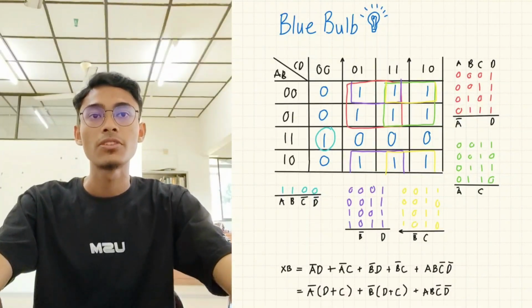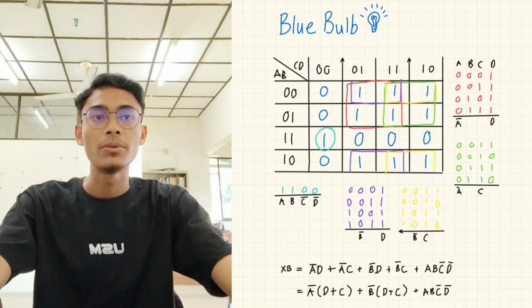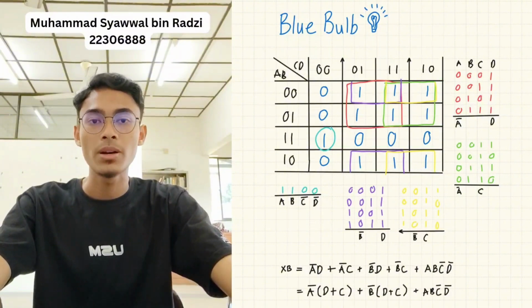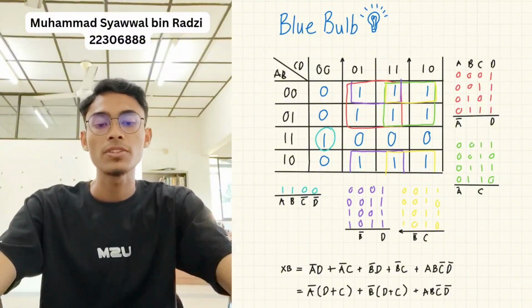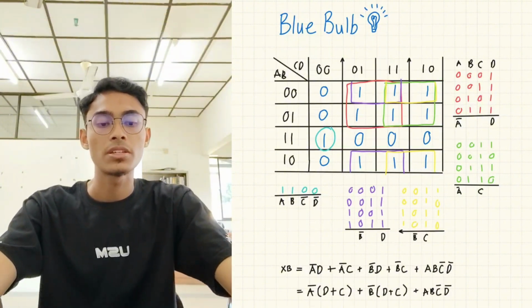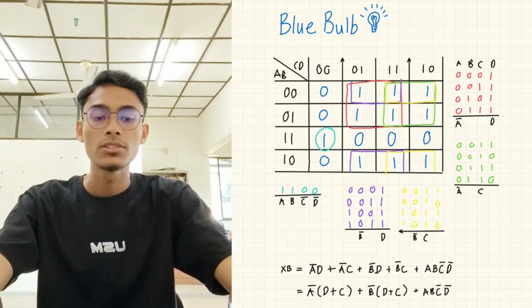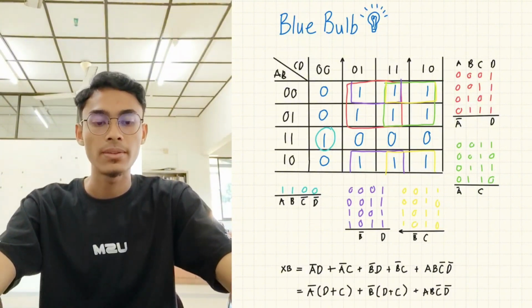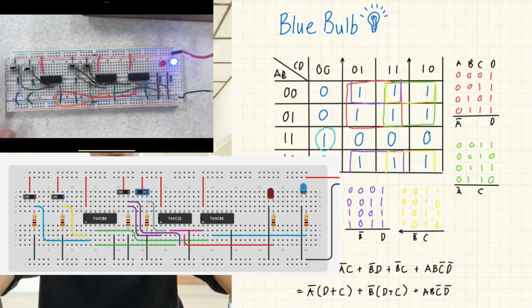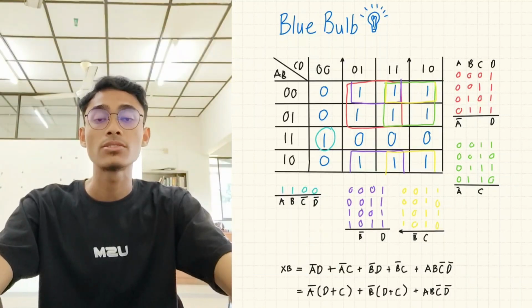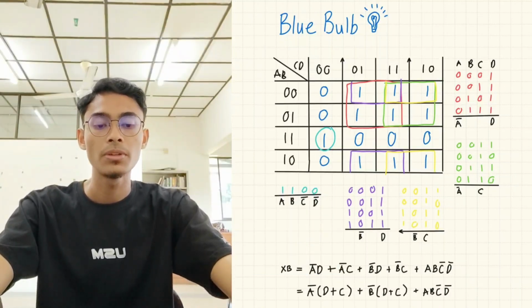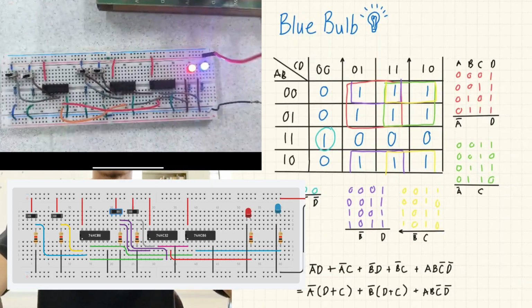Okay, next, for the Karnaugh map of the blue bulb, there are 10 places where the blue bulb becomes high. For the first group, in the red square, which includes 0001, 0011, 0101, and 0111, from the all 0 and all 1, we get A' and D. For the next group, in the green square, we get A'C.